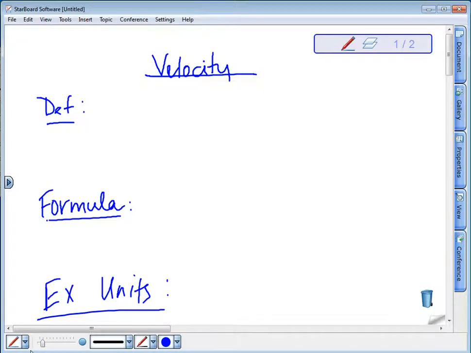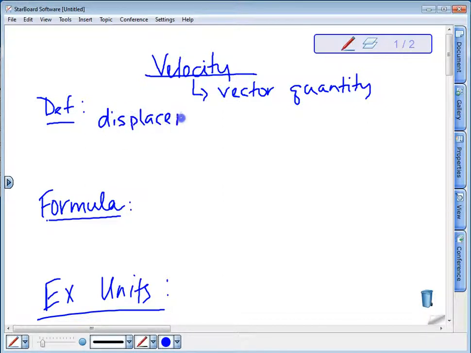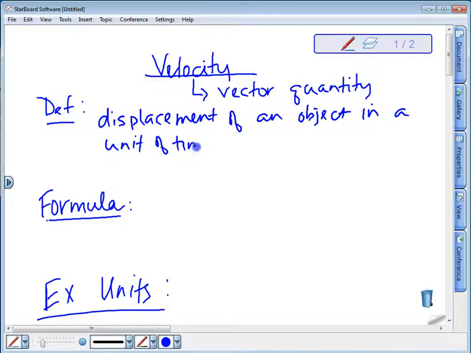Okay, so velocity. A lot of people think of velocity and speed as the same thing, but they're not quite the same, because velocity is a vector quantity, which means that it includes direction. Speed is scalar and does not include direction. So instead of being the distance, velocity is the displacement of an object in a unit of time. Since displacement includes direction, so does velocity.